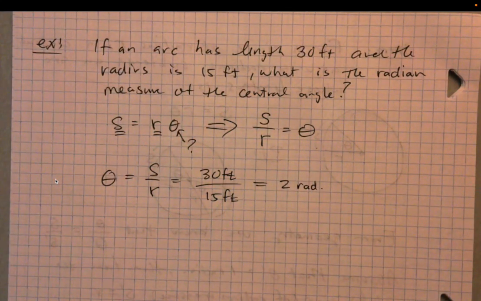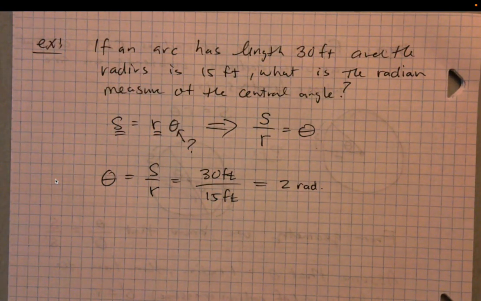So 2 radians, and that makes sense, right? Because the arc is twice the length of the radius. So that would mean the central angle must have swept out exactly 2 radians. If it had swept out 1 radian, the S would be 15. It swept out 30, so theta must be 2. Must be twice as big as 1. Okay, very good.